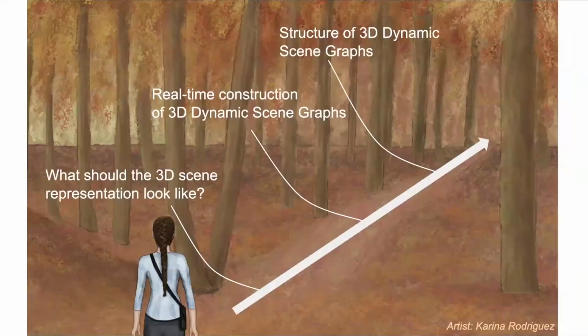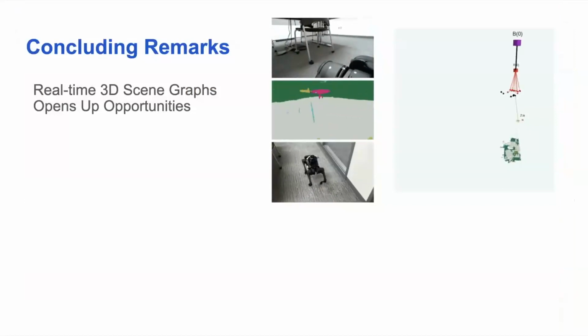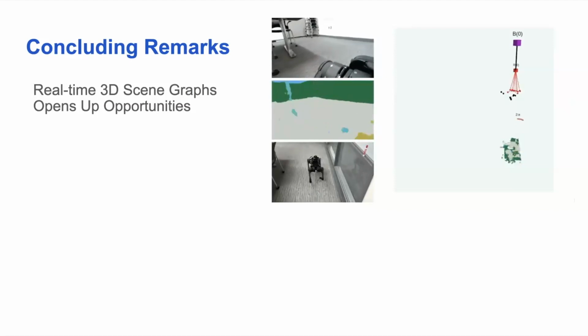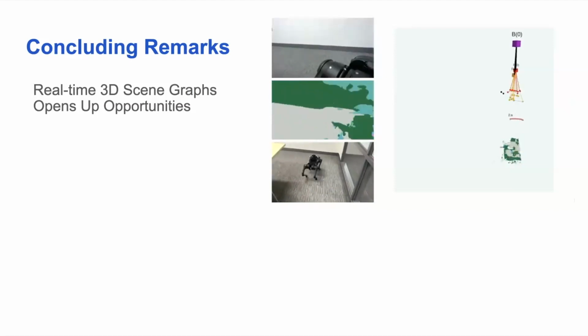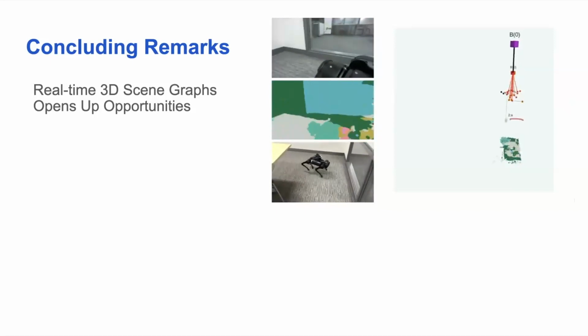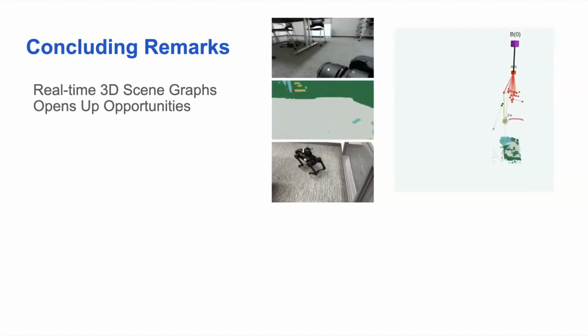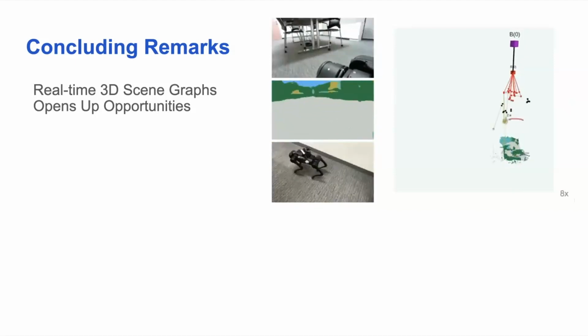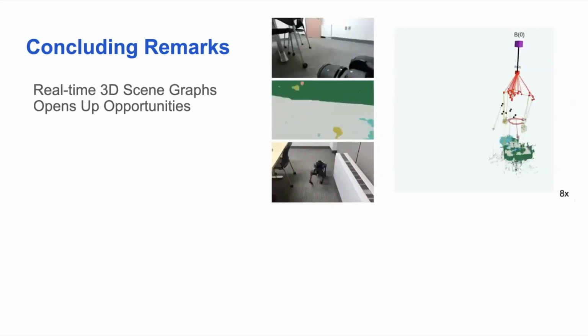Yeah. So this was my talk. I want to conclude. The first thing we argued was about scene representation: what should the postulates be for a scene representation? We argued that in our view, and we've been working on 3D scene graphs as the correct representation of the scene, and we have a pipeline now for real-time construction.